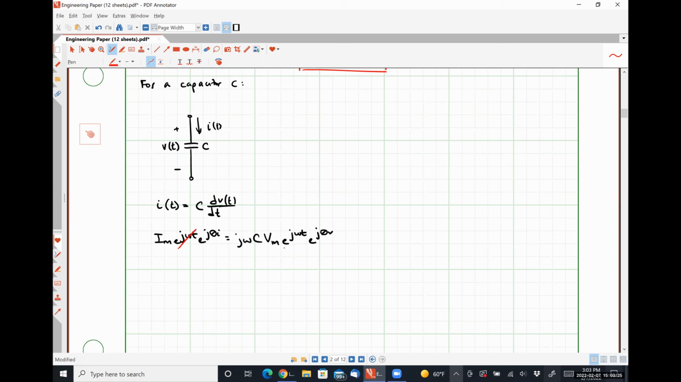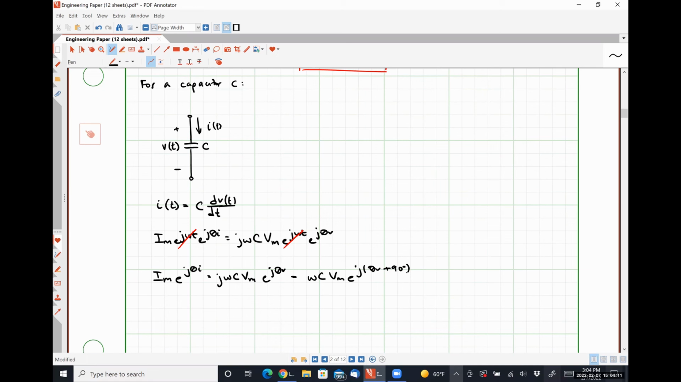I'm going to suppress my frequency terms, leaving me with Im e to the j theta I is equal to j omega C Vm e to the j theta v, which is the same as omega C Vm e to the j (theta v plus 90 degrees). So I'm just taking a couple of brief shortcuts here because this is so similar to what we just worked out a moment ago with inductors.